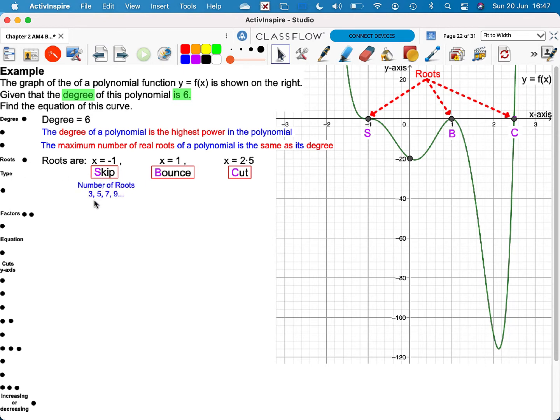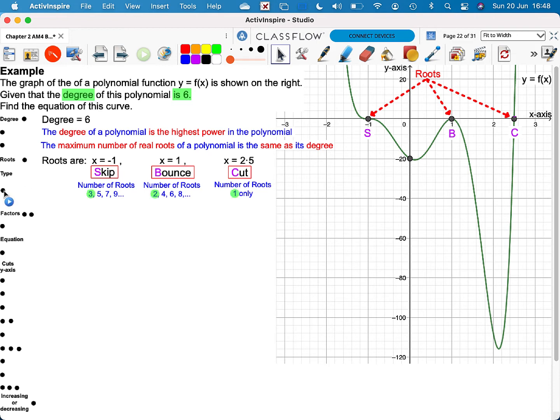Now we know that if it's a skip, then the number of roots, you have to learn this, is 3, 5, 7, or 9. If it's a bounce, it'll be 2, 4, 6, 8. That's the number of roots you can possibly have. And if it's a cut, then there is only one root for a cut situation.